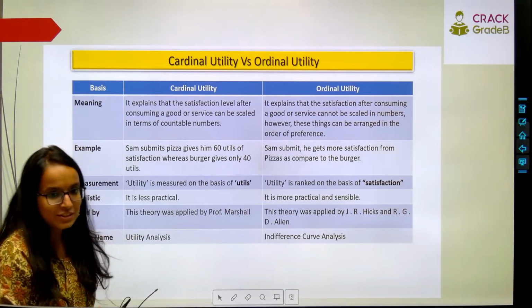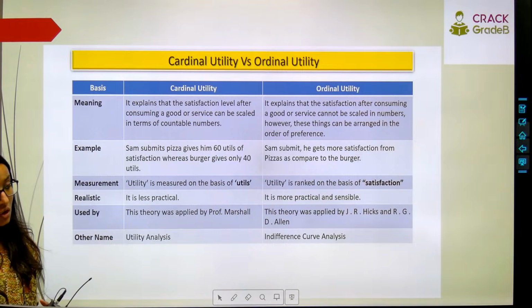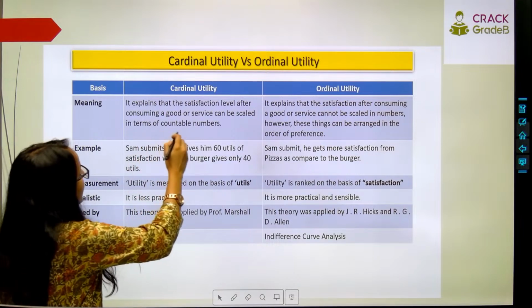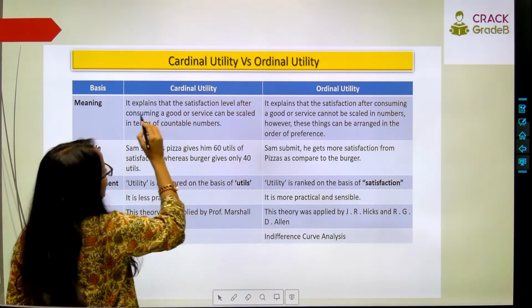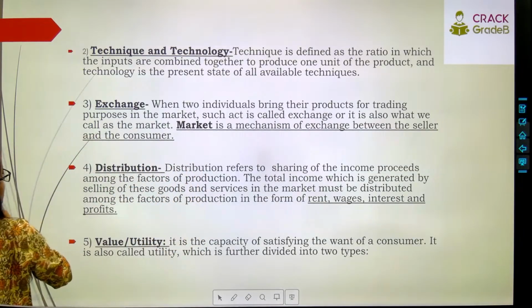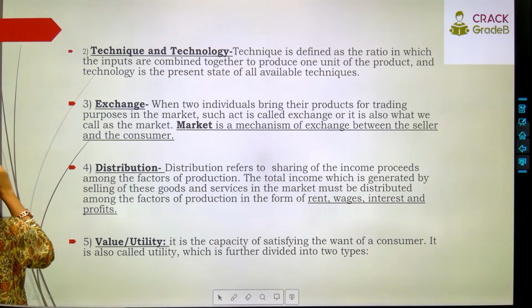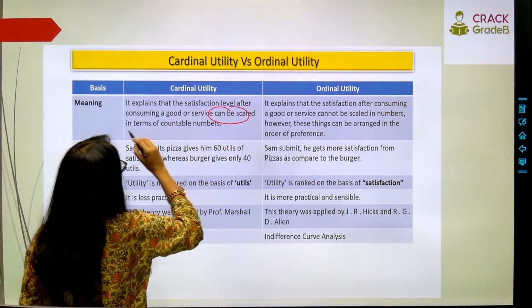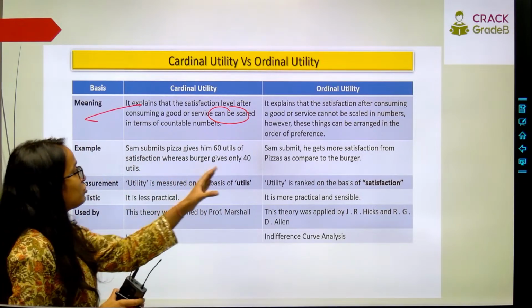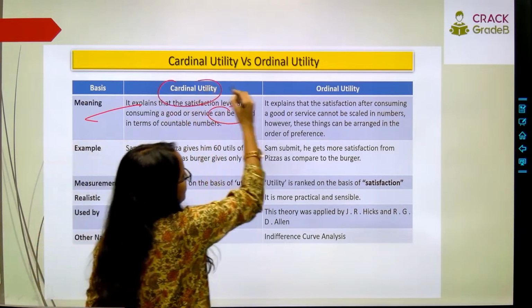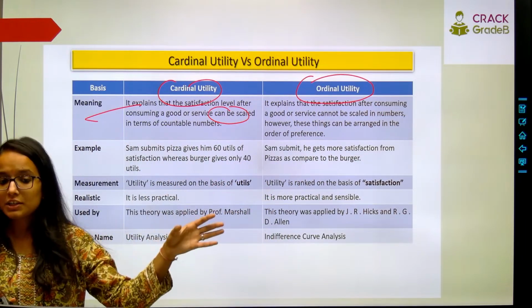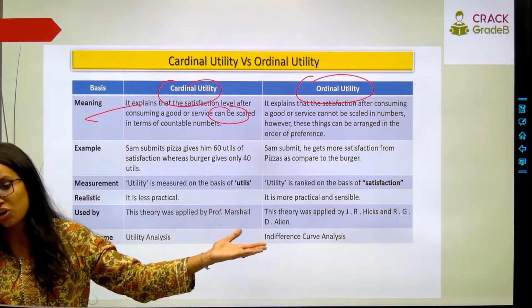reduces. So this is utility, and there is a law called the law of diminishing marginal utility, which we'll do later. Utility means the satisfaction level of consuming a good or service. Now there are two approaches, cardinal or ordinal approach.